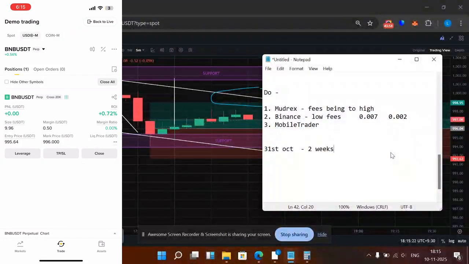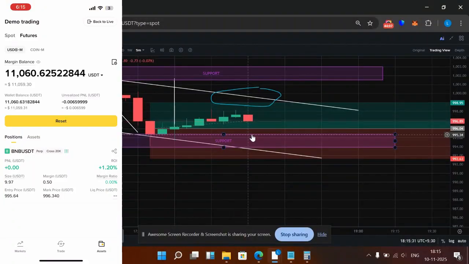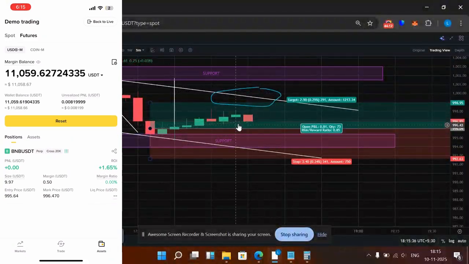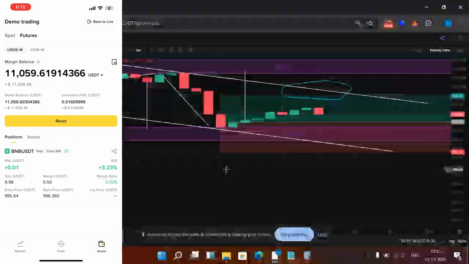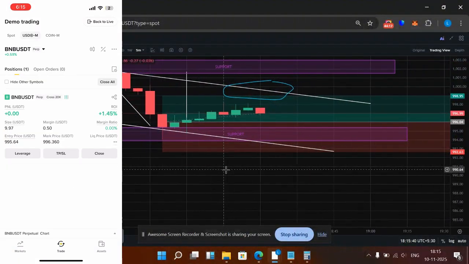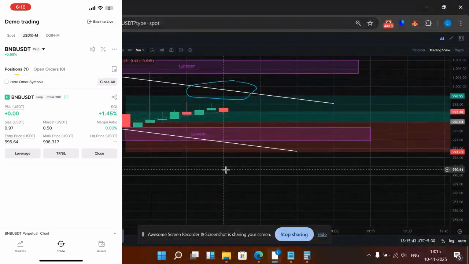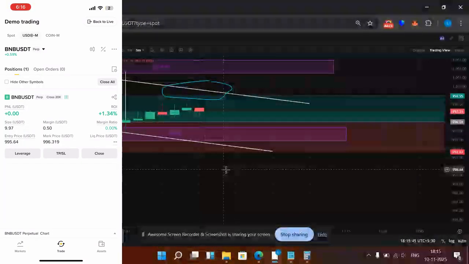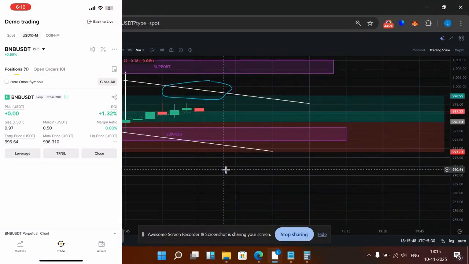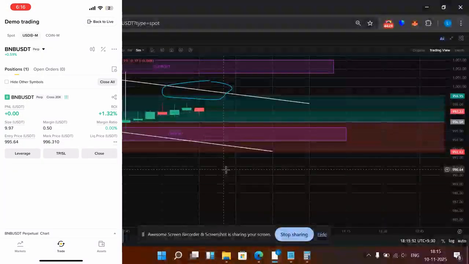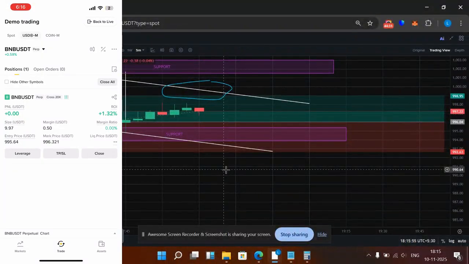Okay, wait, the price is falling. Okay. Even if it falls, no problem. It's going to bounce off this support and touch that layer. Then we are going to close our trade. Okay, hammer pattern. Let's look at our unrealized interest, which is this one, 0.008 cents or dollars.